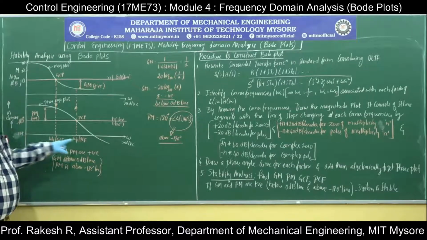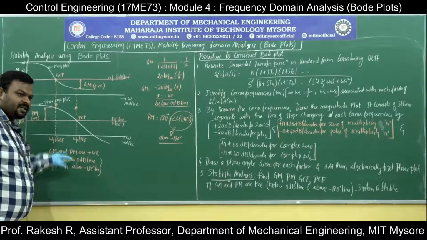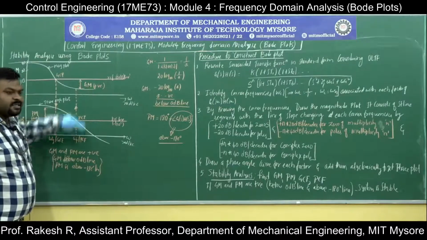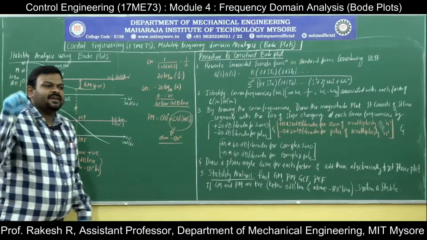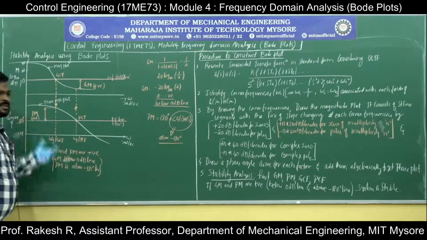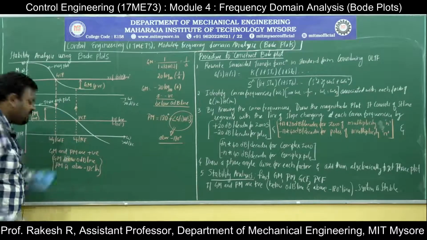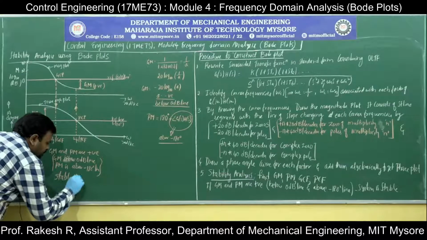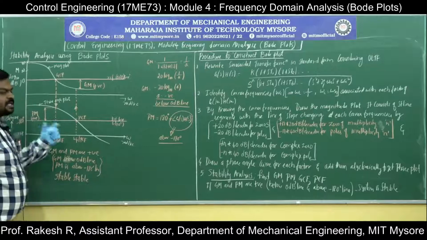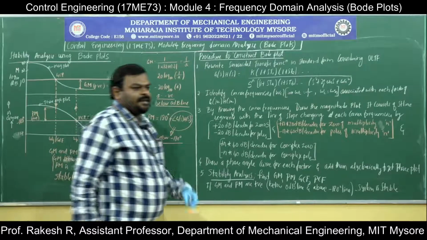When gain margin and phase margin are positive, the gain margin is below the 0 decibel line and the phase margin is above the minus 180 degree line. Since the gain margin and phase margin are positive, this is the condition for a stable system. If the graph looks like this, it is a stable system.